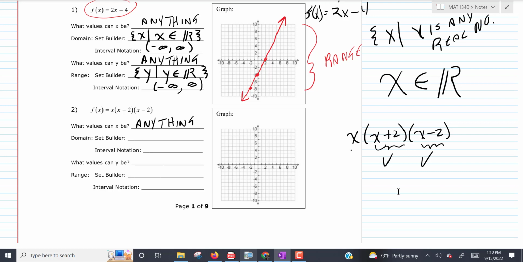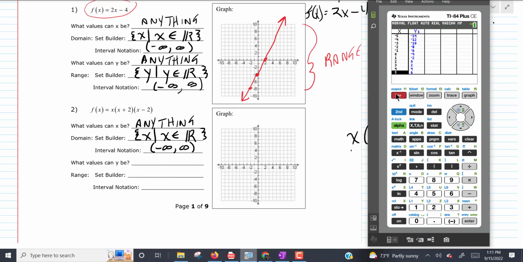Those are what we're going to look at. So the domain, we go like this. We say set of x, put your bar, and then just put x, and then the element symbol, and then the double bar R, and then the interval notation is going to be negative infinity to infinity like that. Okay, these 2 examples, the domain's going to be all real numbers.